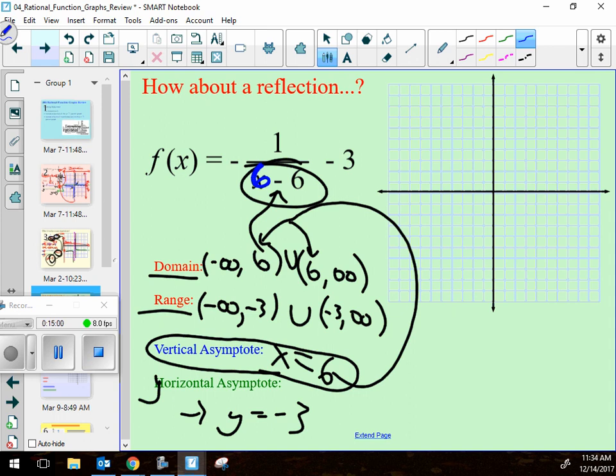The 3? Oh, okay, yes. This negative absolutely makes a difference, but it's not going to make a difference on my horizontal and vertical asymptotes. All right, so now let's actually graph this thing and see what it looks like. It definitely makes a difference in how it looks.